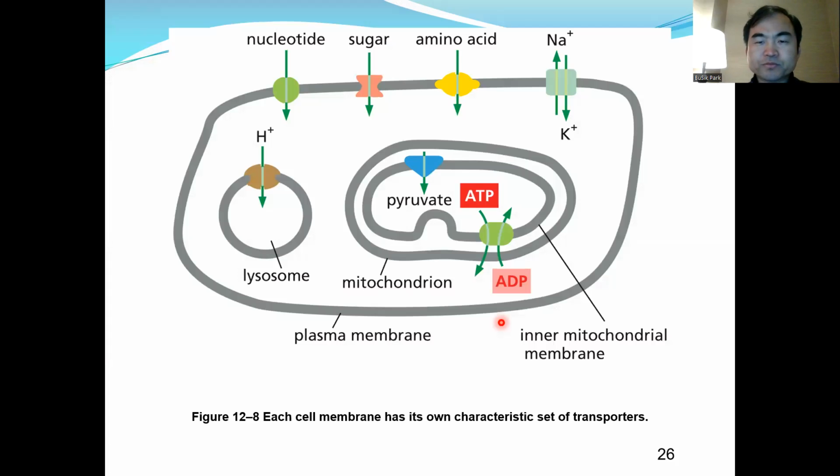So each cell membrane has its own characteristic set of transporters. Nucleotide, sugar, amino acid, and the sodium-potassium pump, and in the case of the ribosome, hydrogen transport. And the mitochondrion one is ATP binding, pyruvate, and this one.